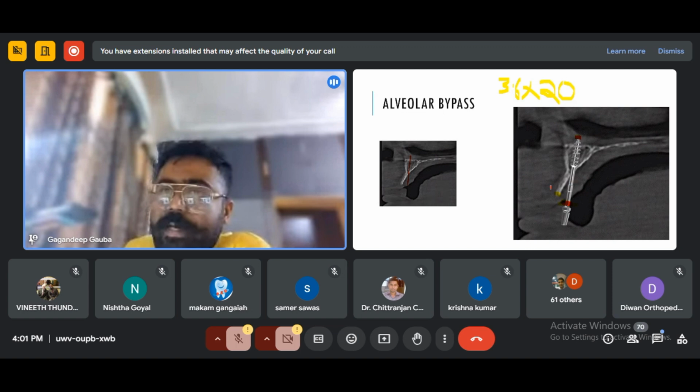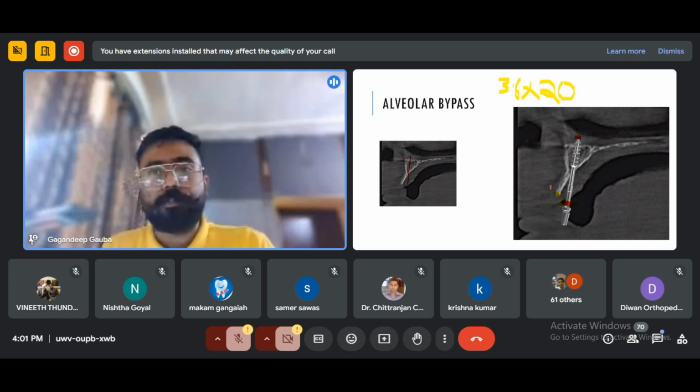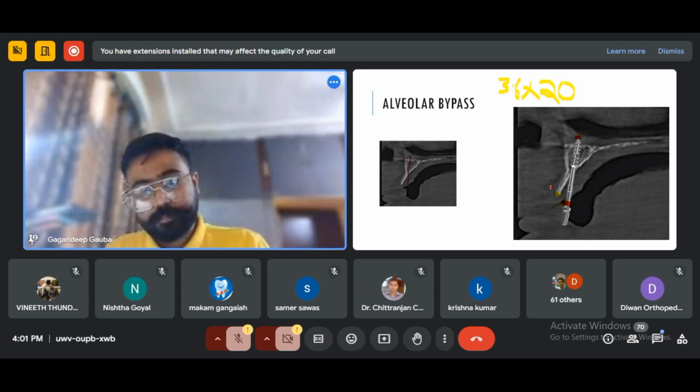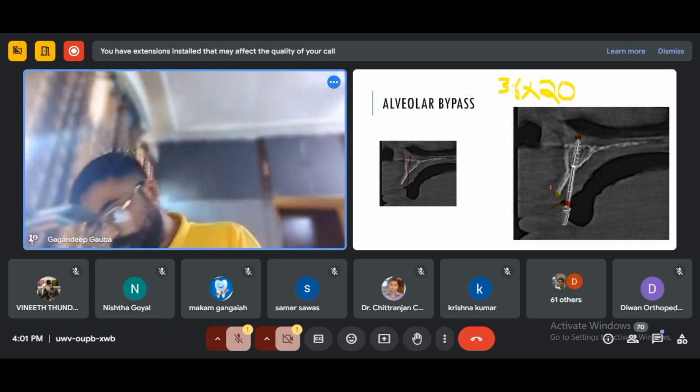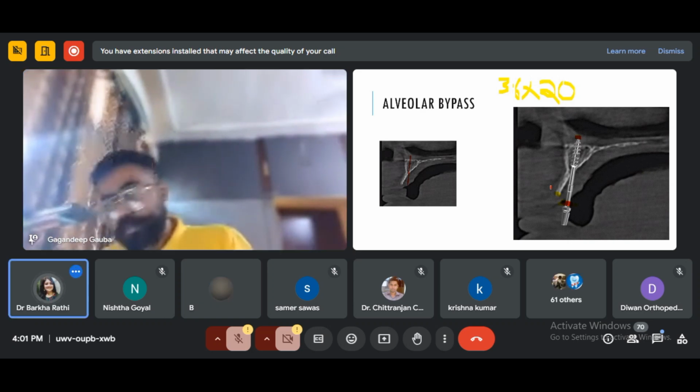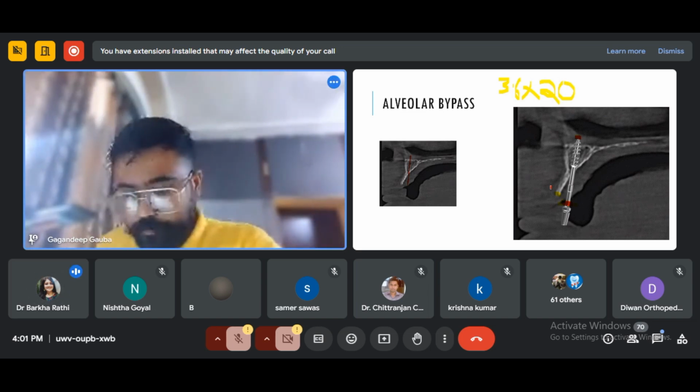Any question in the alveolar bypass technique? If you want a demonstration, I can also demonstrate to you on the model. Is everyone clear about the alveolar bypass? Yes, sir. Please demonstrate if possible. Can we please switch to a tabletop? Yes, sir. Let's go through the demonstration.